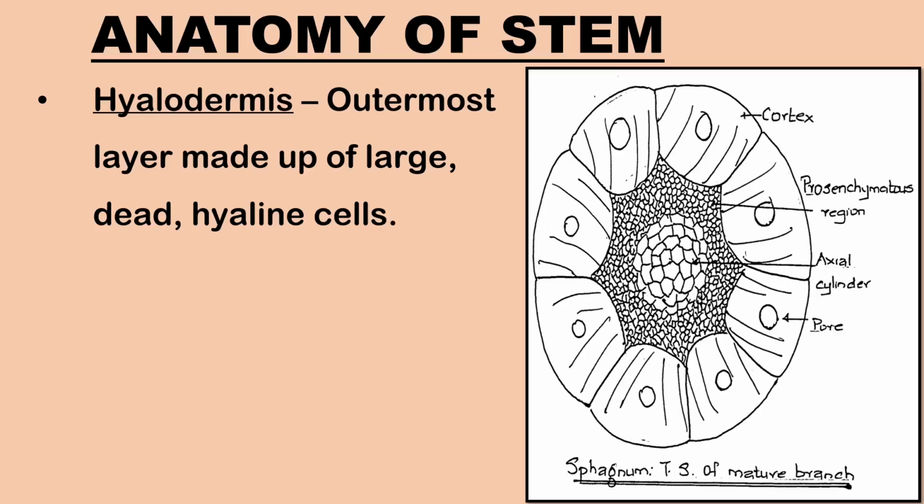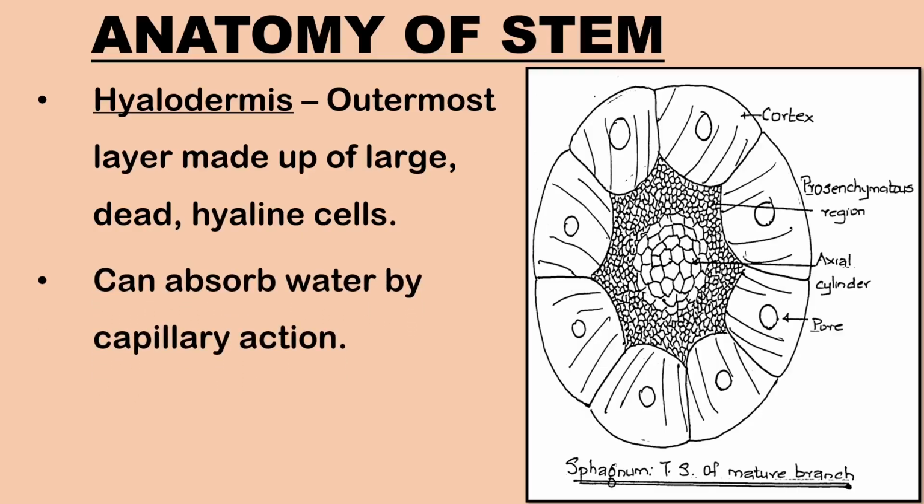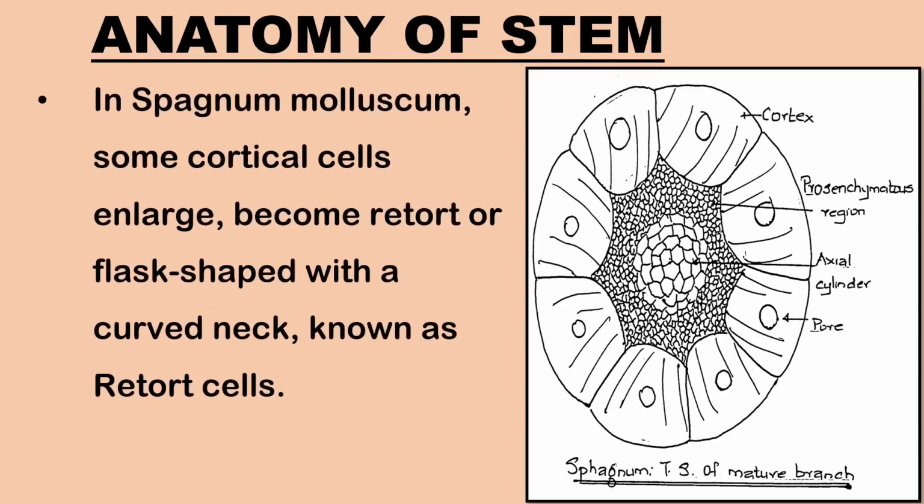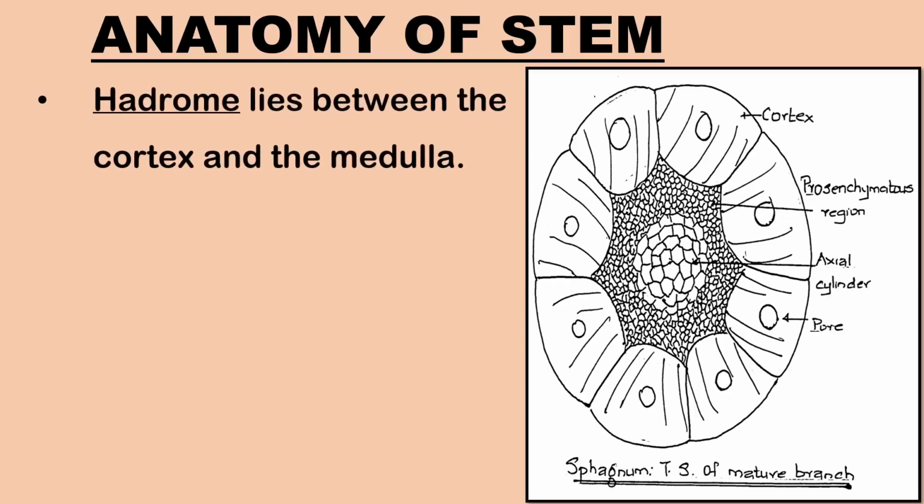Hylodermis or the cortical layer is the outermost layer made up of large, dead hyaline cells. The cortex of the stem can absorb water by capillary action. In certain species, such as Sphagnum molluscum, some cortical cells enlarge and become retort or flask-shaped with a curved neck and are known as retort cells. These cells accumulate water.